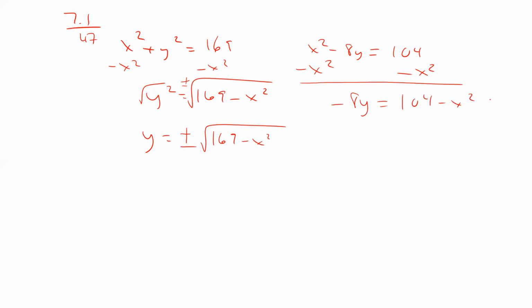104 minus x squared. This one's going to be divided by -8. Okay, to punch in the calculator so it makes it a little easier. Oh, yes. We're going to get rid of that -8 on the bottom. I'm just going to mess it up.